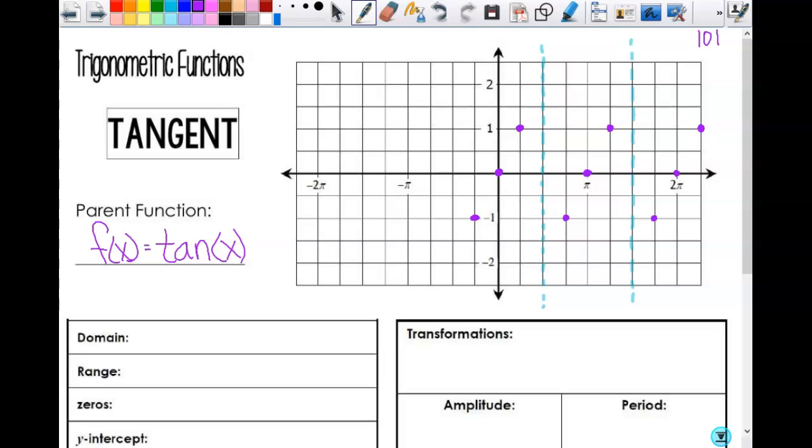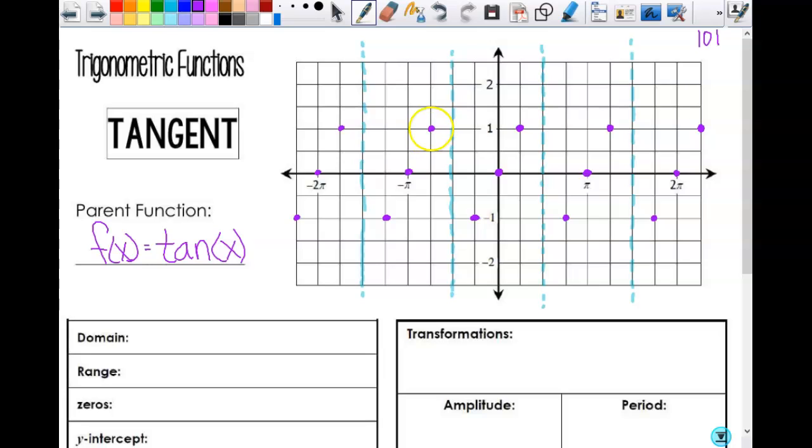Yep. And then I'm going to have an asymptote, and then I'm at +1, 0, -1. I'm at +1, 0, -1. Okay. All right, so then we have to actually sketch this thing in.